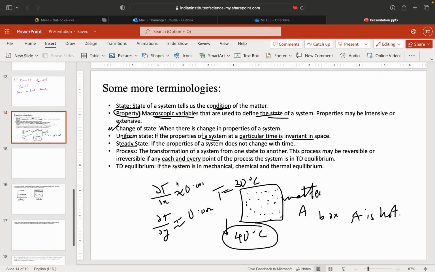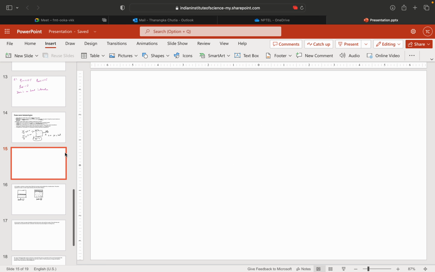Now process, what is a process? Actually, again, this process is also a misnomer. The definition of process is that suppose a body undergoes a change from state 1 to state 2, and it goes through a number of states. You will join all these states, because it went from this state to this state, and then finally it came to this state.